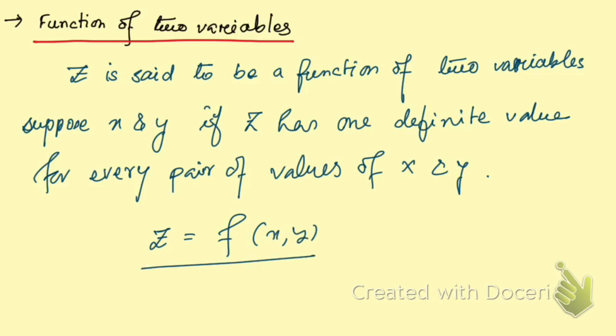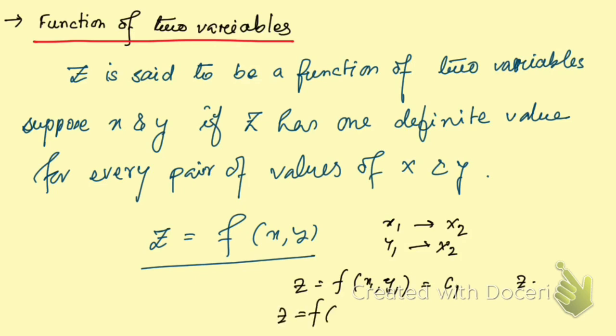So z is said to be a function of x comma y if, suppose you replace x by x1 and y by y1, and the corresponding value of this function f of x1 and y1 is suppose c1, and if you change these values to x2 and y2, now you are getting a different value, suppose c2. Then this z is said to be a function of x and y.